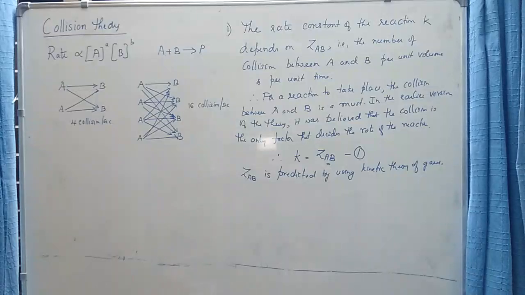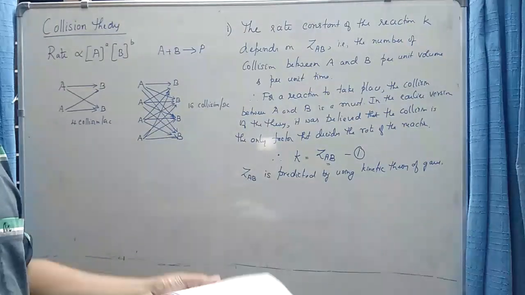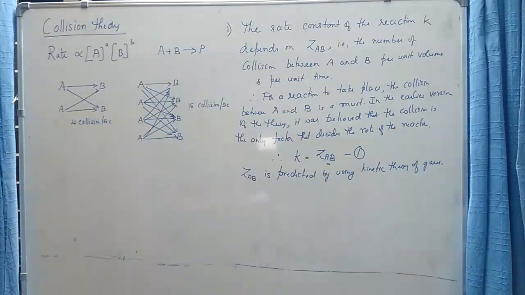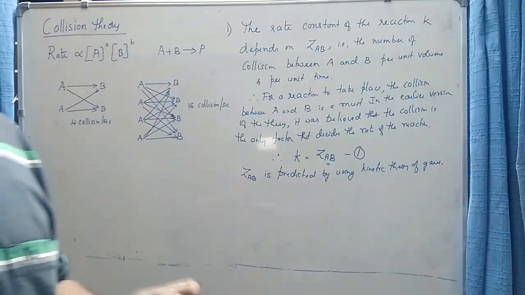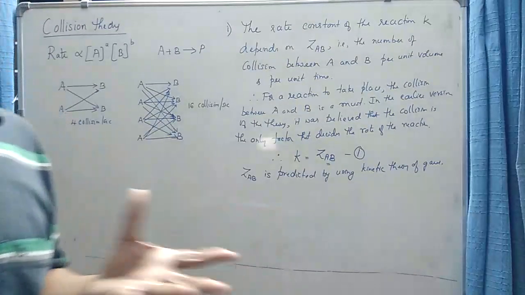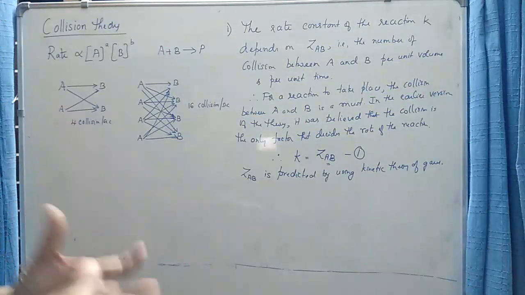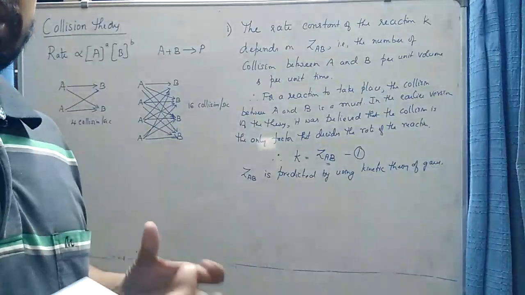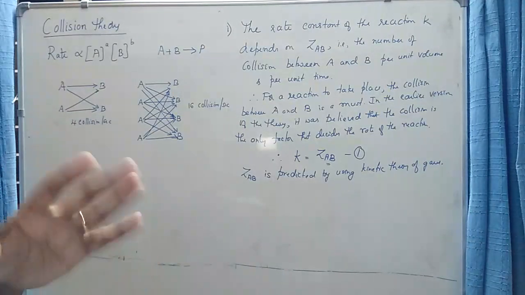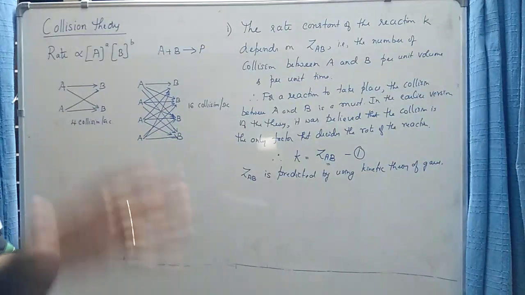For example, if I mix a few millimoles of A and a few millimoles of B, what do you mean by a millimole? It is 6.023 into 10 to the power 20 molecules of A and 6.023 into 10 to the power 20 molecules of B. So when you are mixing such a large number of molecules, the collision frequency should be very, very high. And since the first collision between the molecules itself results in the formation of the product, therefore the rate of the reaction should be very, very high.